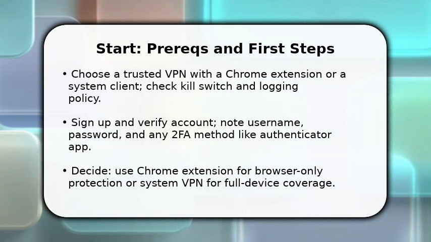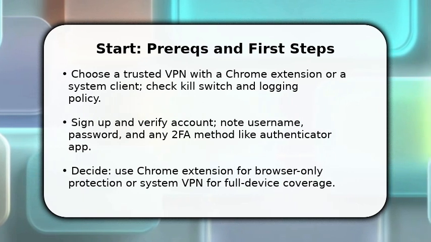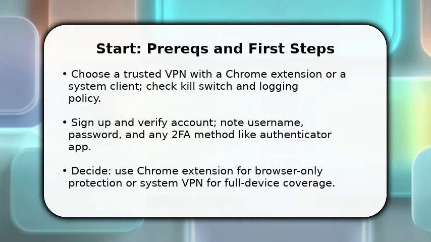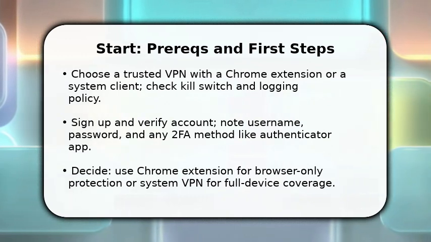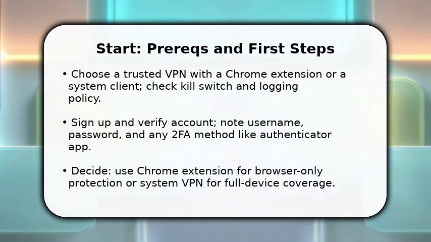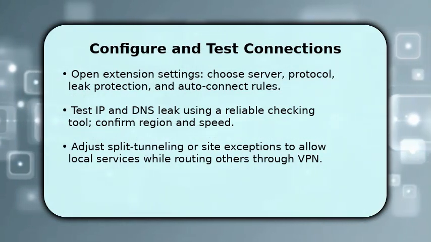Choose extension settings. Enable Start on Launch if you want automatic protection, and select a preferred protocol or smart location. This gets your browser tunnel active quickly, while you prepare system-level options if needed. Once signed in, open the extension and configure detailed options.